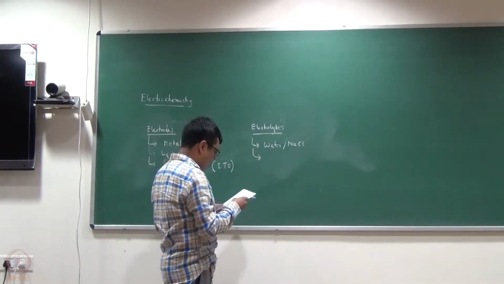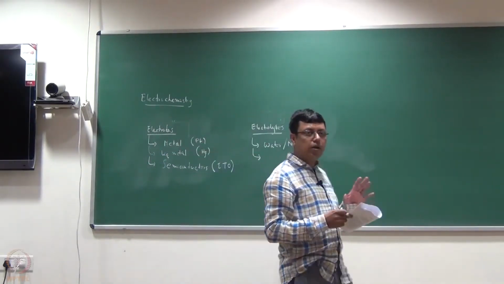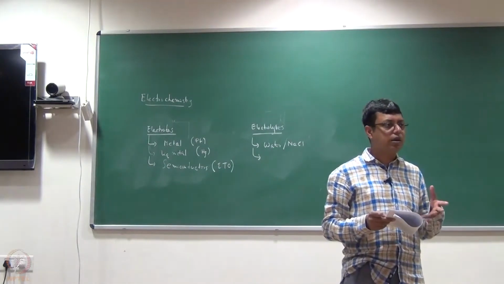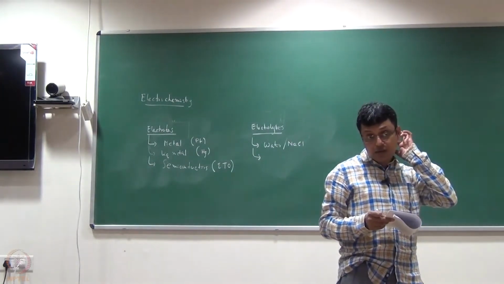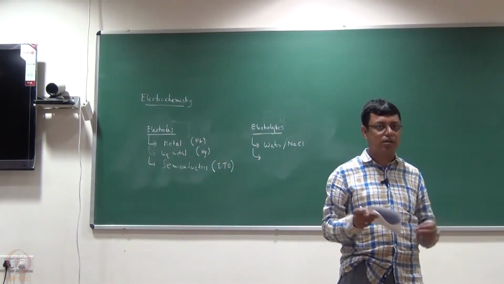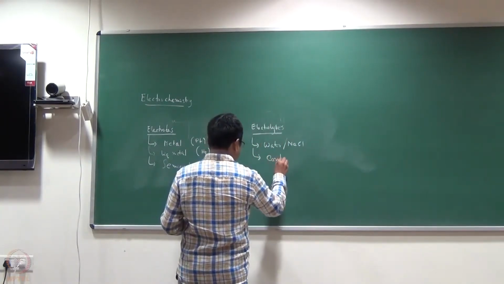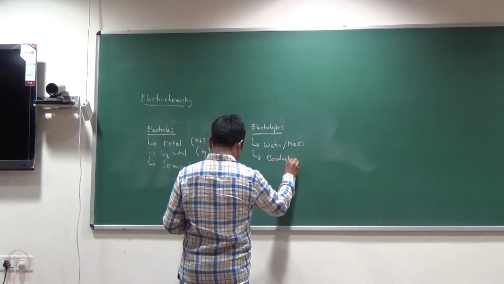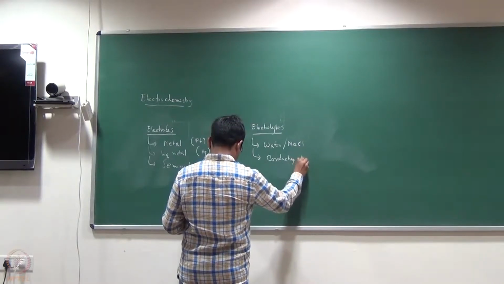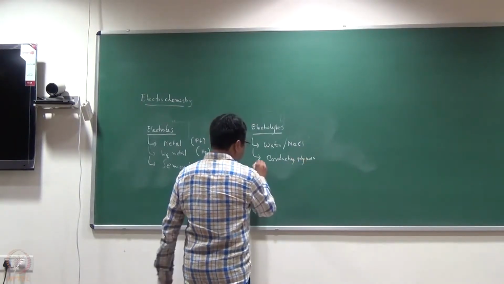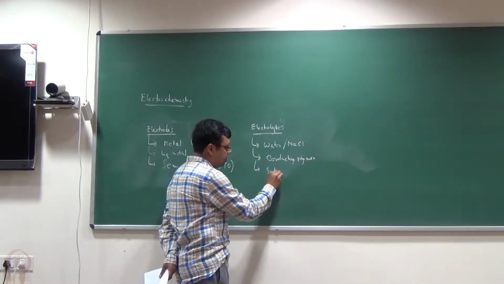It can also be, let's say, conducting polymers. Like in solar cells, we never actually use any solid-liquid solution because the volume will be large. Okay. So any conducting polymer. It can also be a solid electrolyte.